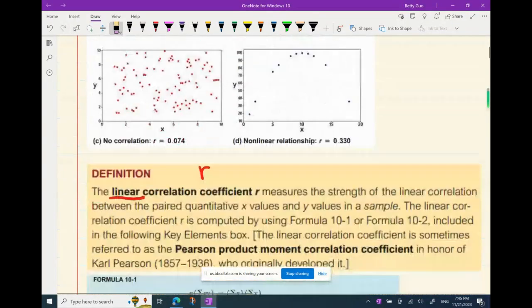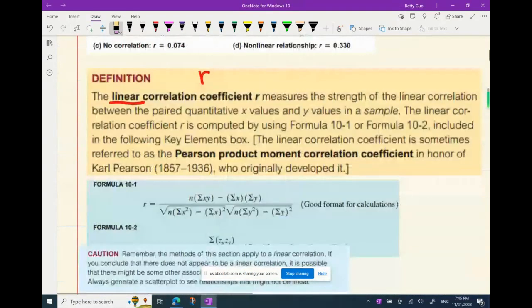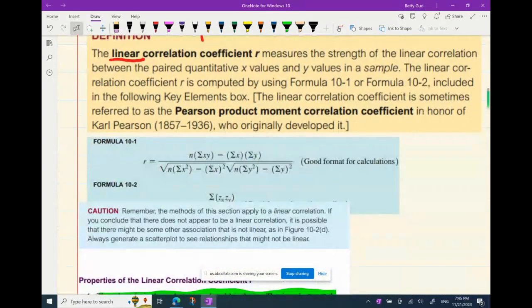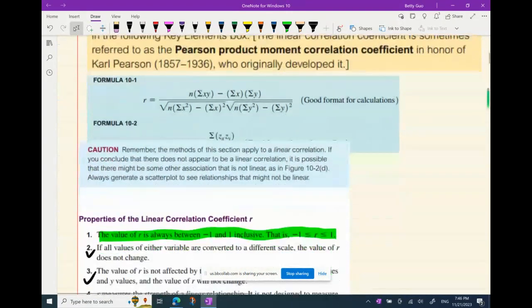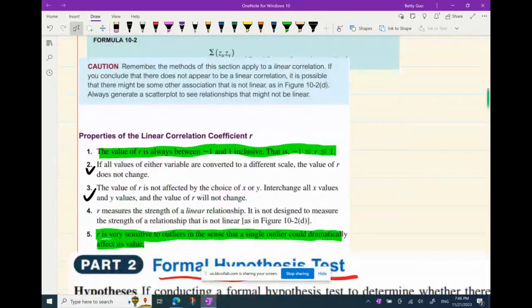To find the value of R, we would have the technology available. We don't really have to use the formula here. Again, R is between -1 and +1.